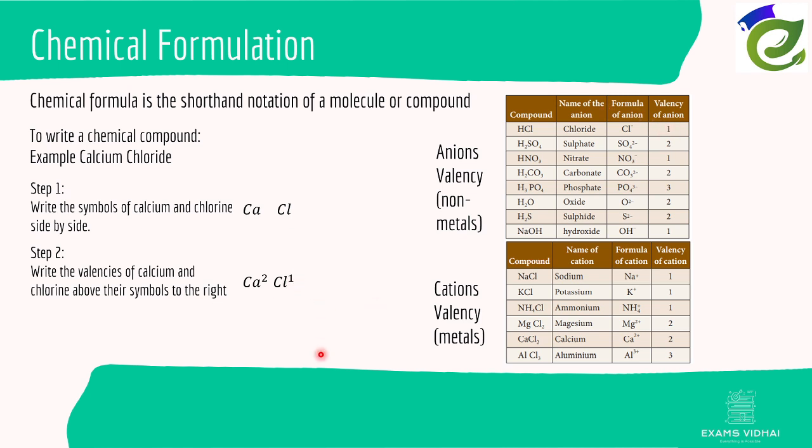Your third step is to interchange the valencies of those elements. So you give 1 to calcium and 2 to chlorine, and then you have 1 calcium and 2 chlorine. So CaCl2 is the chemical compound for calcium chloride.